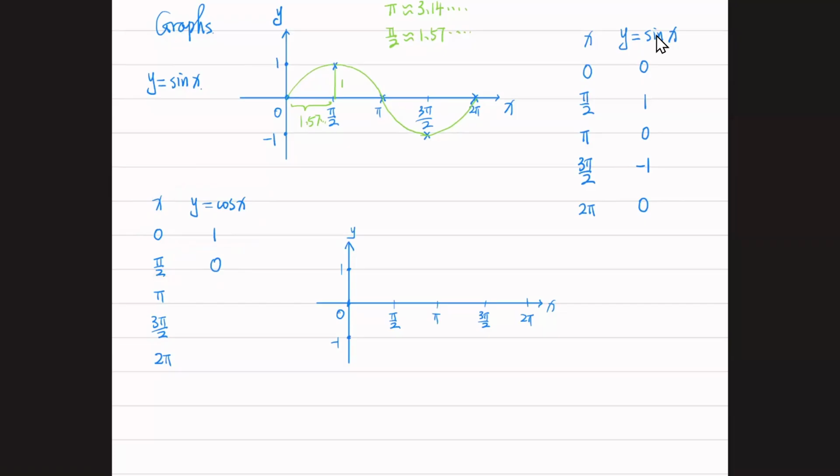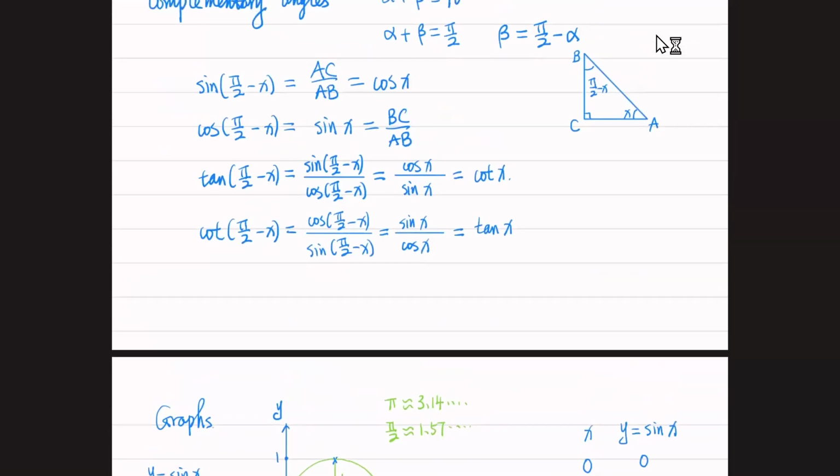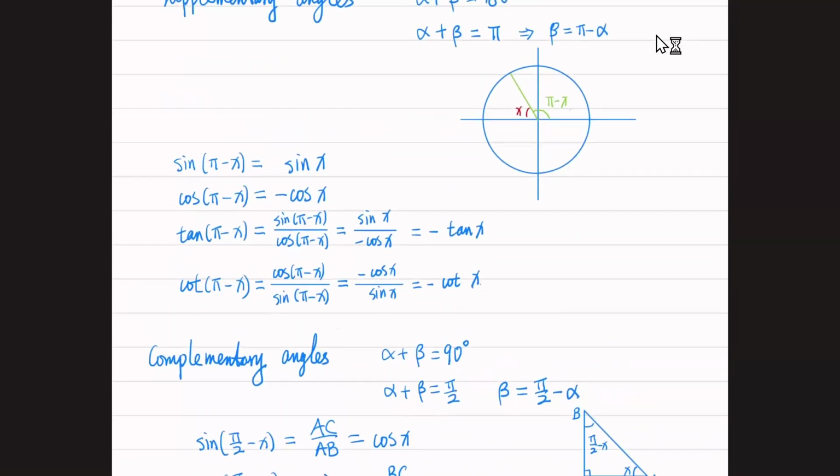Cosine pi is just cosine 180 degrees. Which is? Undefined? No. Give me a second. 1? Okay, let's go back to our formula: cosine of pi minus x is negative cosine x. We apply that formula, we get negative 1.